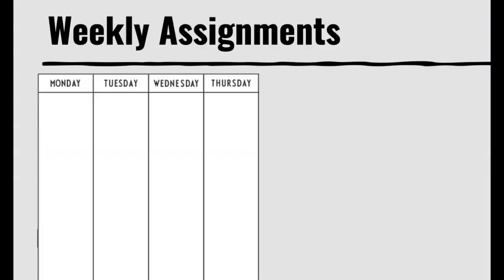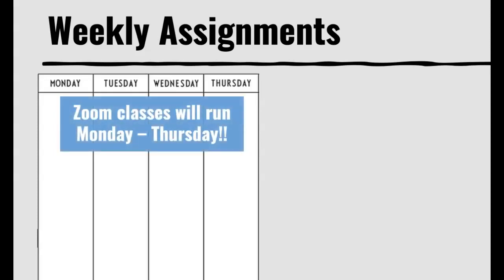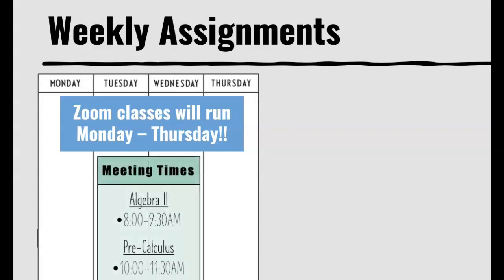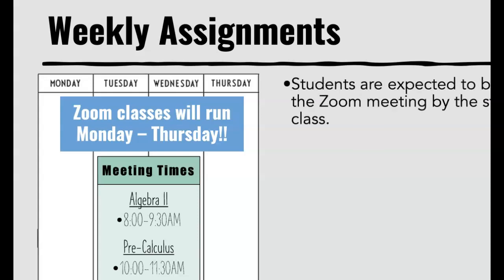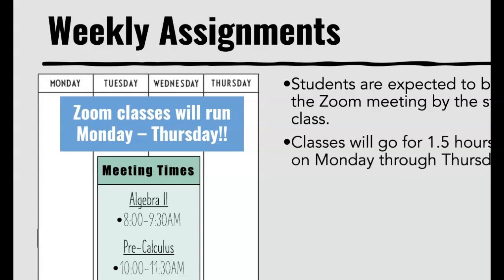Weekly assignments here, Monday, Tuesday, Wednesday, Thursday. That is when we will meet on Zoom. So we're only meeting Monday through Thursday. Again, our meeting times right there: Algebra 2, 8 to 9:30 a.m., pre-calculus 10 to 11:30 a.m. Now, students are expected to be in the Zoom meeting by the start of class. So at 8 a.m., at 10 a.m., I am starting the class. So you need to be here and be on time. Classes will go for 1.5 hours each, Monday through Thursday.